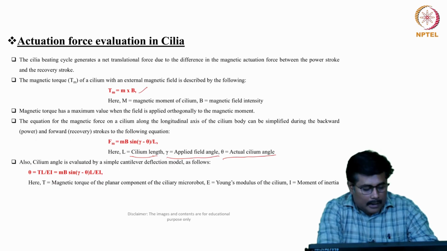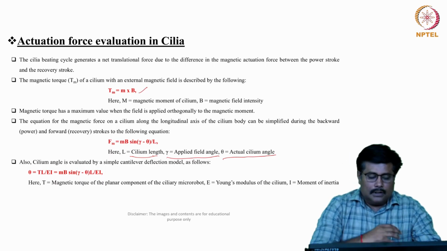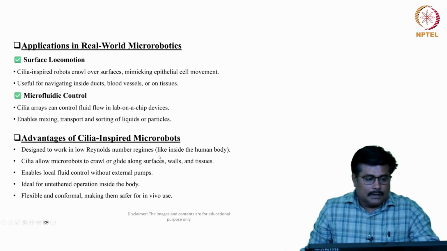So T is the magnetic torque of a planar component of a ciliary micro robot. E is considered to be the Young's modulus of the cilium. I is considered to be the moment of inertia of the structure.